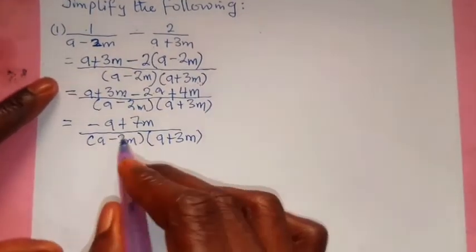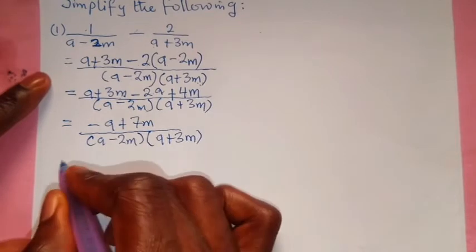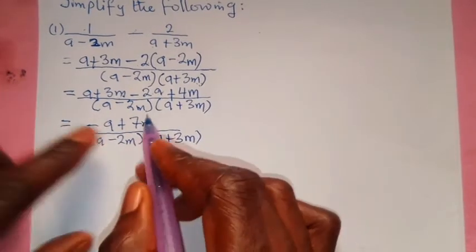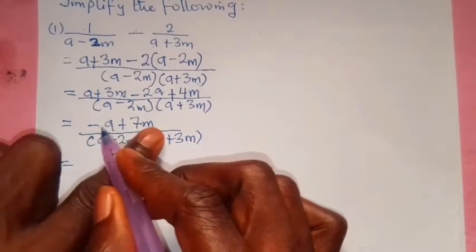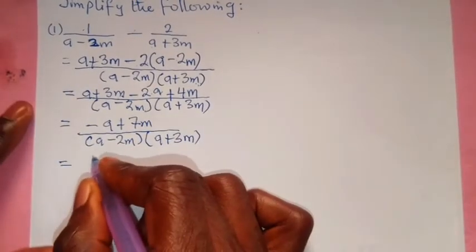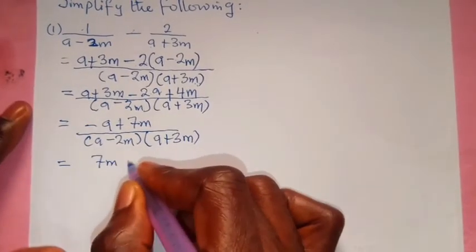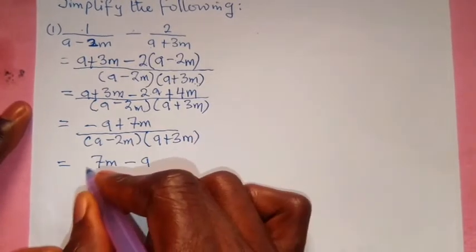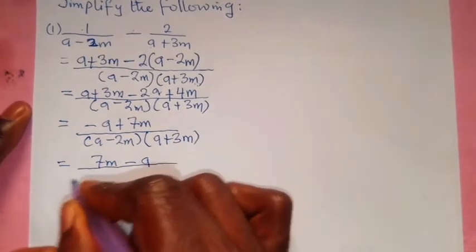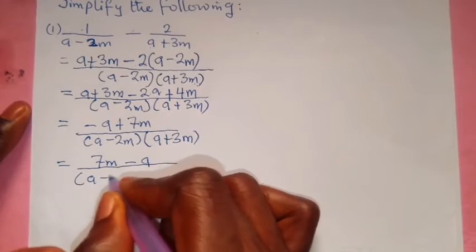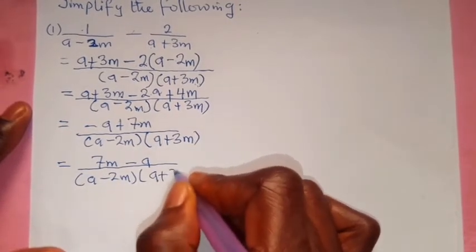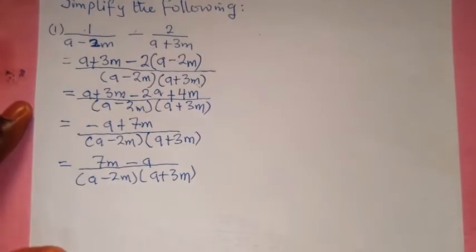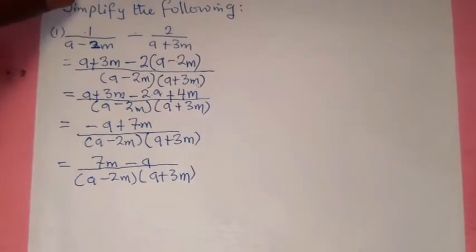But if you don't want to leave your answer this way, we can go ahead and interchange these first two terms here. If we switch position, the 7m will come up first, then minus a should follow. Then we can rule our line and put our denominator, which is a minus 2m, and then a plus 3m. So there you have it. That is the answer to this first question.